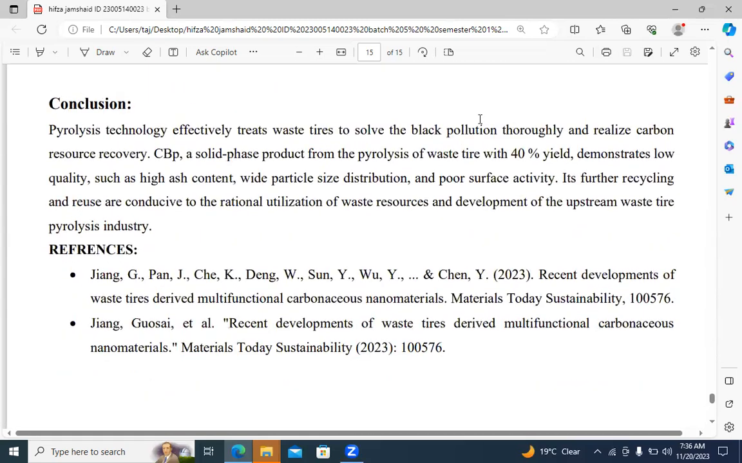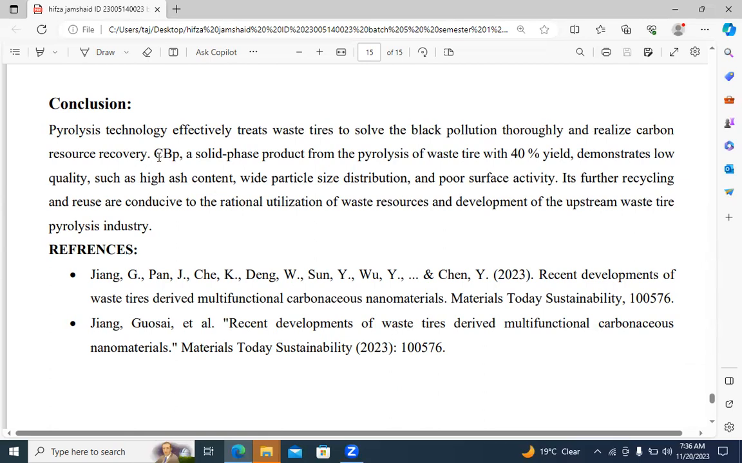So we can conclude that pyrolysis technologies have effectively treated the waste tire to solve the black pollution. Black pollution has too much hazard for the environment and also for human life. It will also cause too many diseases. So we have to realize carbon resources recovery.